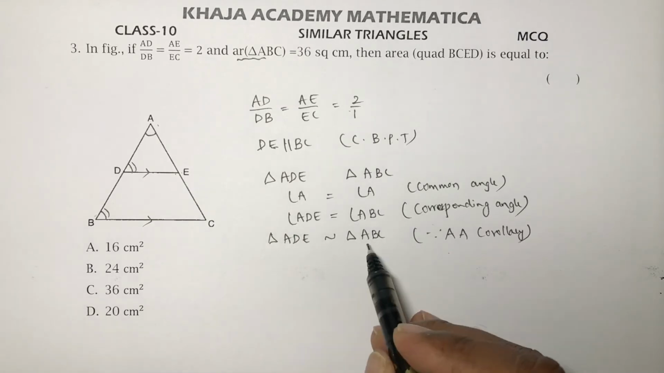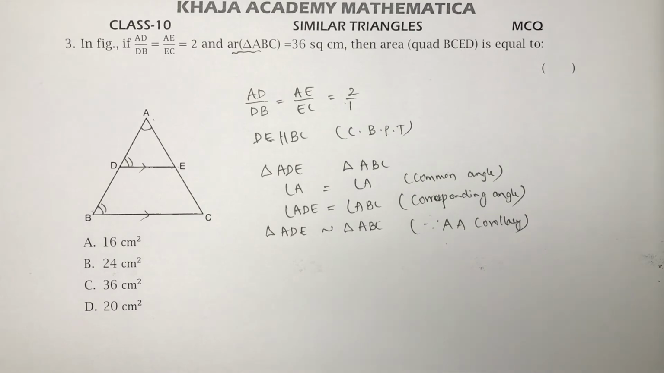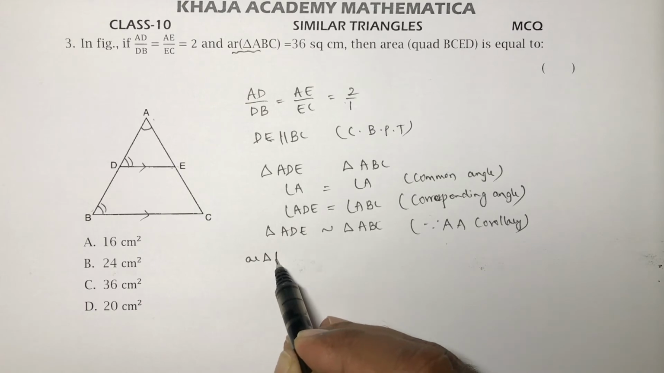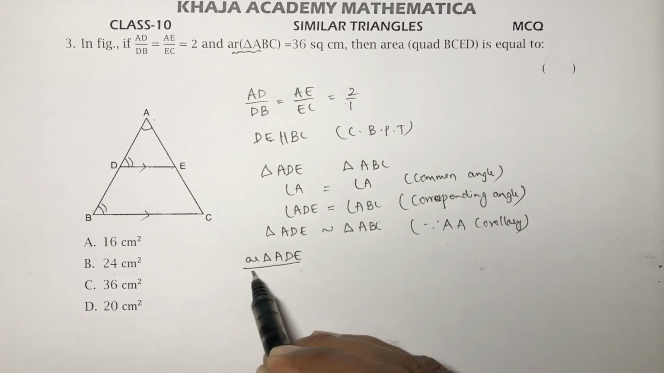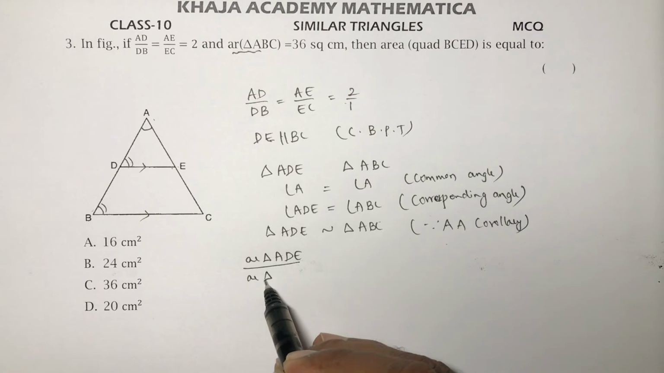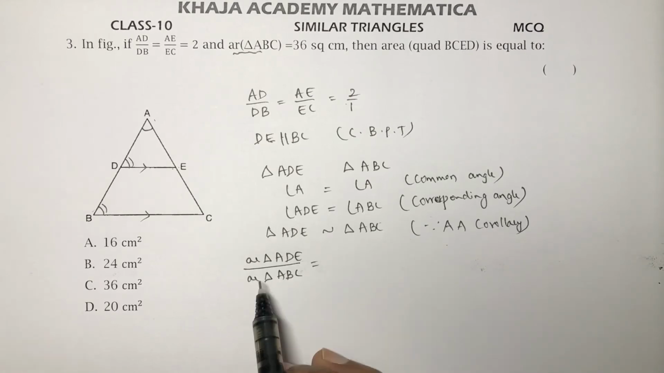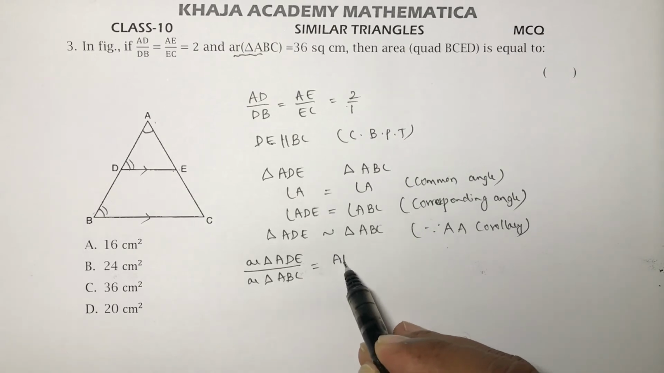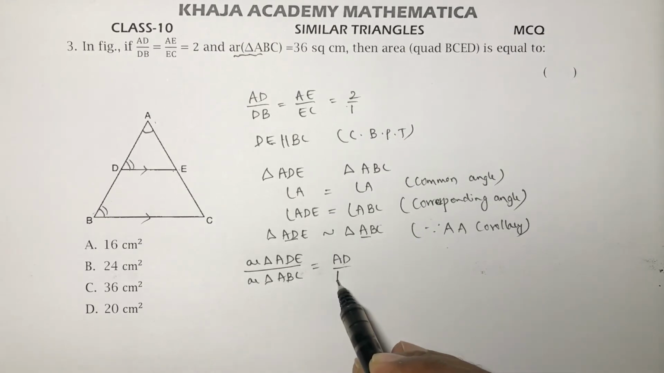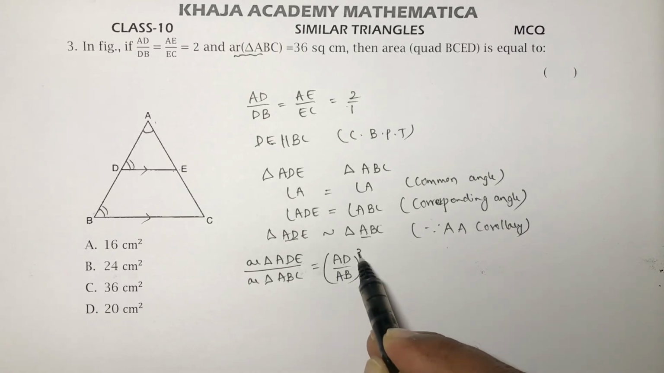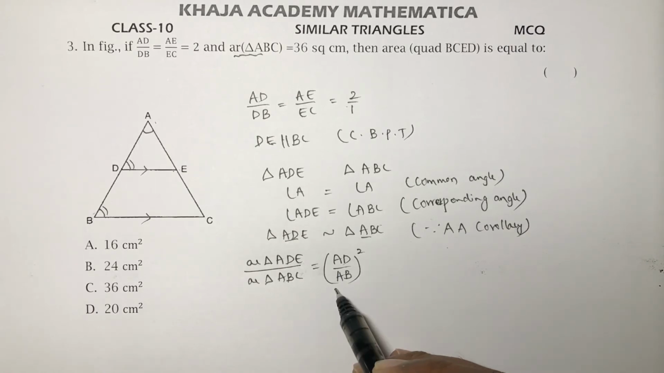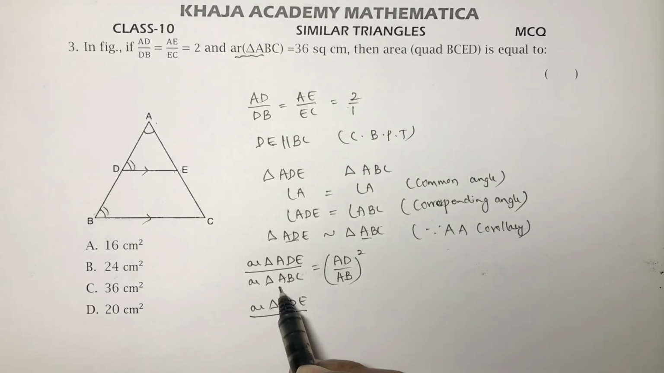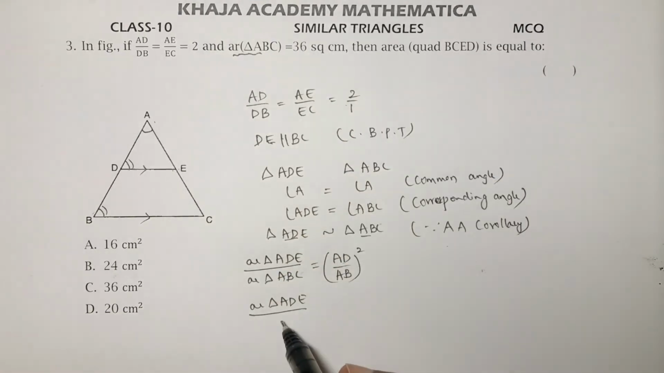Now, as these two triangles are similar, apply the areas theorem. The ratio of the areas of two similar triangles is equal to the squares of their corresponding sides. So area of triangle ADE by area of triangle ABC equals AD by AB whole square. So now see here, area of triangle ADE by area of triangle ABC, which is given, that is 36.